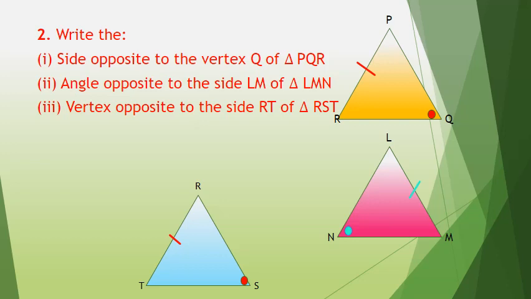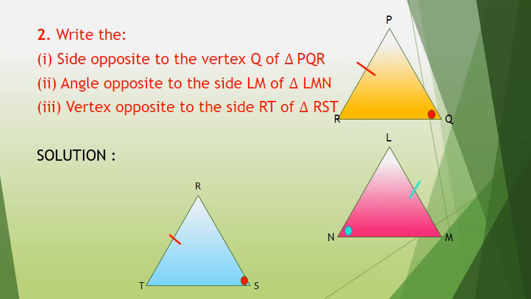Next question, write the side opposite to the vertex Q of triangle PQR. You have to simply draw a rough figure of a triangle and mark it as PQR, and observe the vertex Q and look at the side opposite. Here I marked a line, the side opposite to vertex Q. Which is that side? PR.